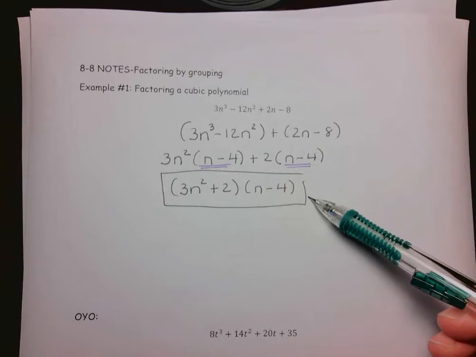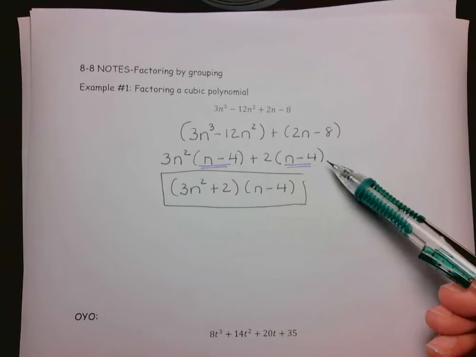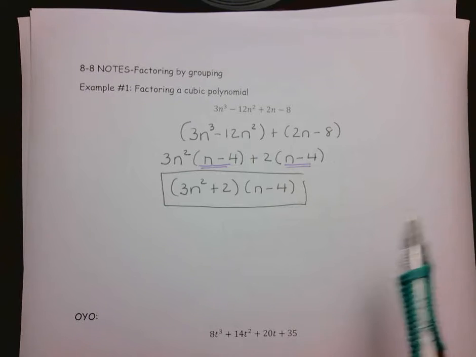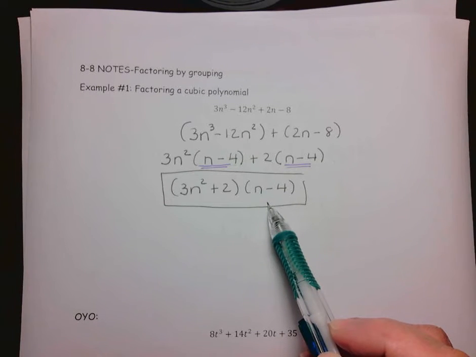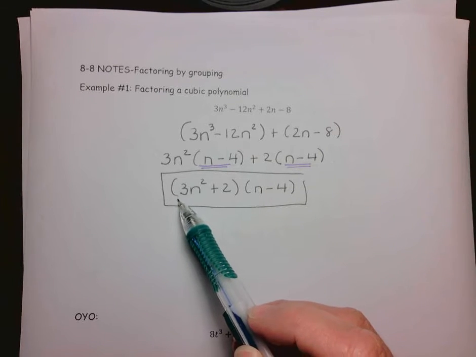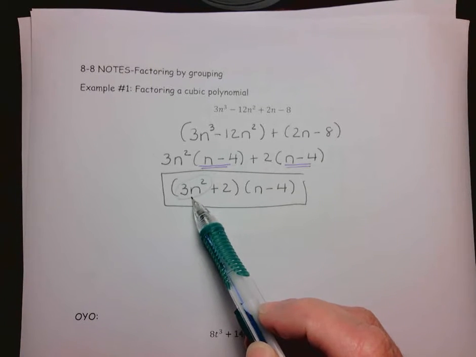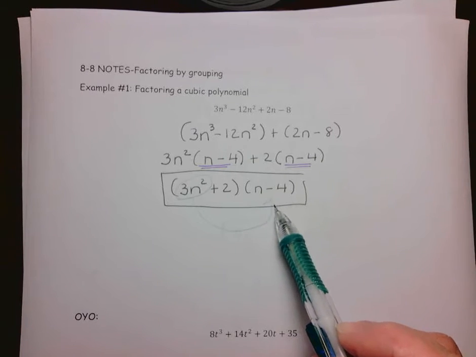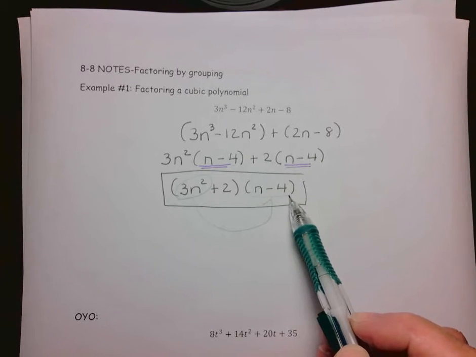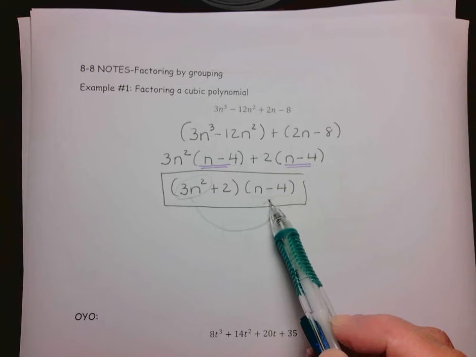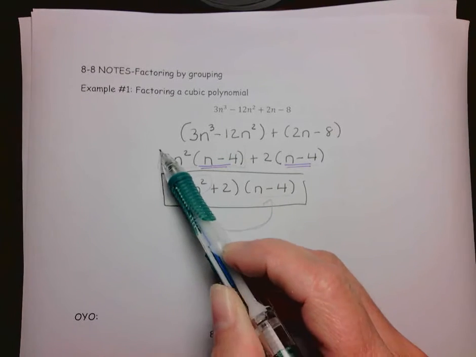Now, if you're not really quite sure how I went from this step to this final answer, let me explain it to you this way. When I multiply these 2 binomials together, what am I doing? Well, I'm FOILing. And what do I do when I FOIL? What I'm doing is I'm taking this term of 3n squared and I'm multiplying it with n minus 4, one term at a time. I'm taking 3n squared times n minus 4. Well, that's what this is.